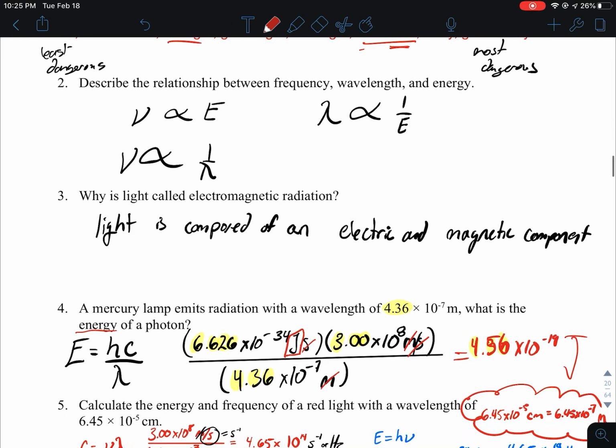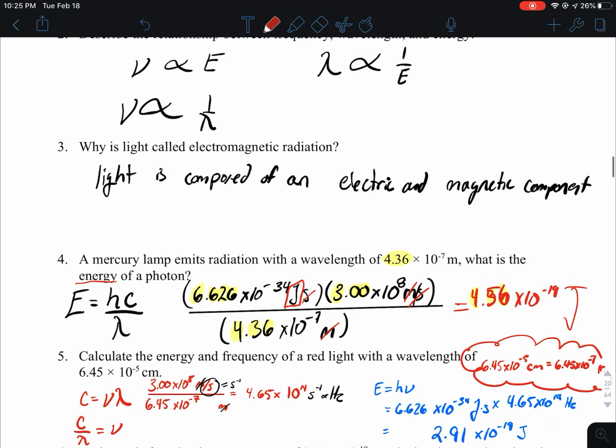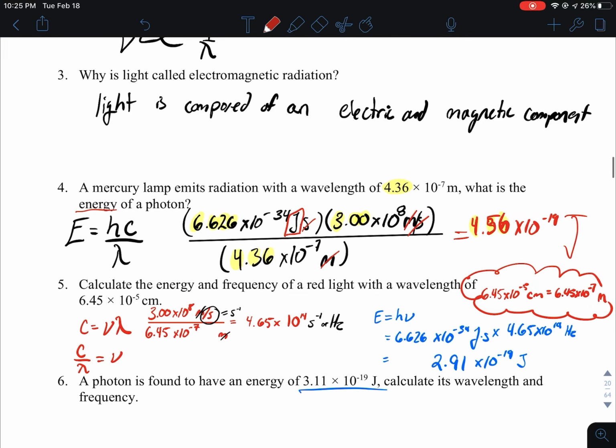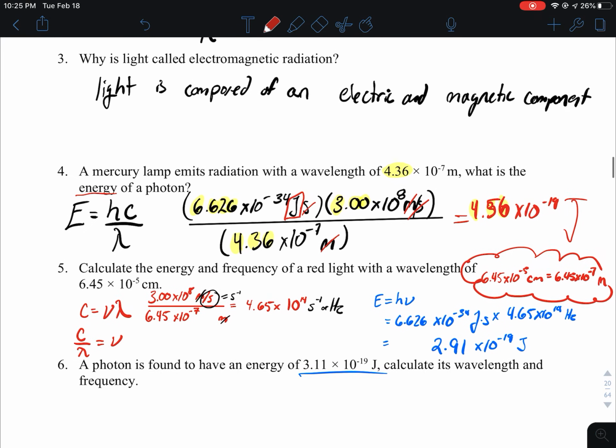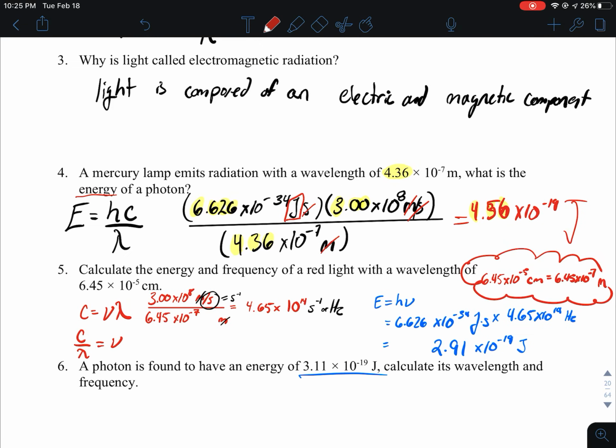So we can describe these relationships as frequency is proportional to energy, frequency is inversely proportional to wavelength, and wavelength is inversely proportional to energy. Okay, that's pretty boring. There is an electrical and a magnetic component to light. I'm not going to really get into that. This is a big hole. We don't want to get into that.